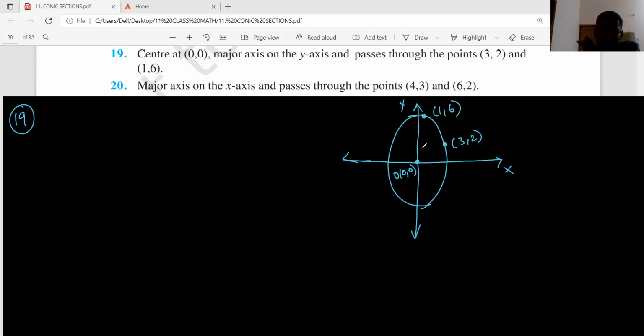Okay, is this okay now? It passes through this, right? Center, major axis along the y-axis, through the points (3, 2) and (1, 6), because this is (3, 2) and (1, 6). I have taken them in the first quadrant.